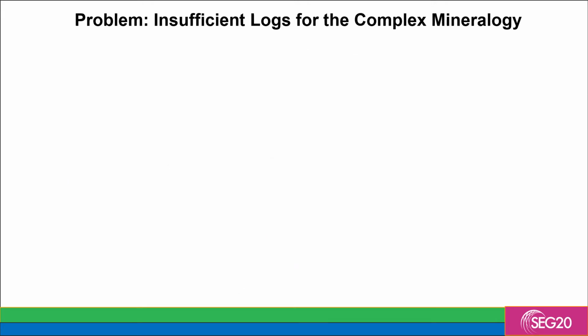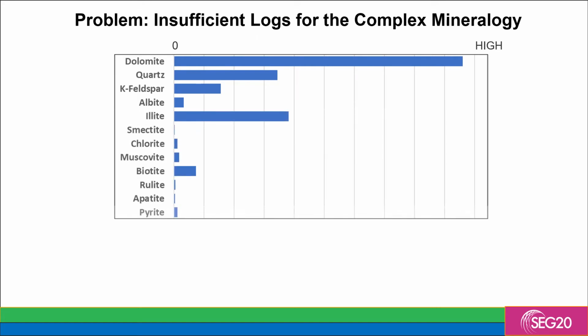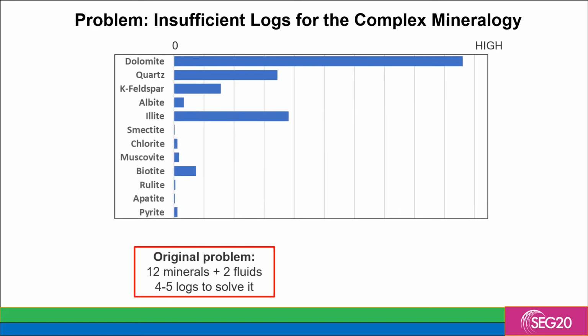Here's the problem in unconventionals. We typically have insufficient logs for the amount of minerals present in the rock. How do we know that? Well, here is a common composition of an unconventional rock from X-ray diffraction measurements. The length of the bars here indicate the relative amounts of the individual minerals. In this sample, we have a substantial amount of dolomite, followed by some clastics, 7 types of clay, and pyrite. So our original composition consists of 12 minerals plus 2 fluids, but we typically have only 4 or 5 well logs to solve for them, which is not enough.